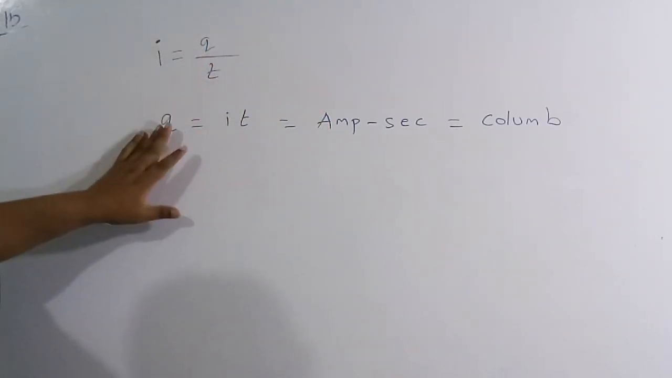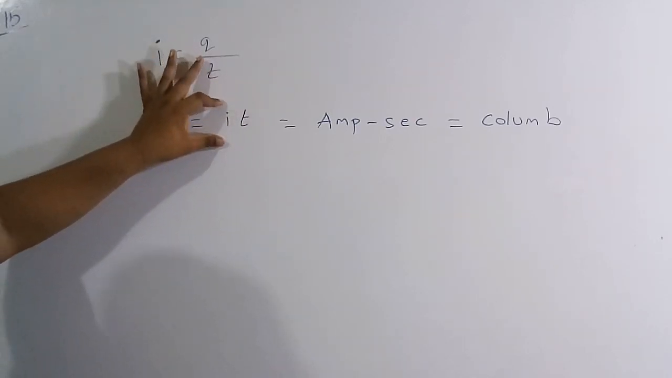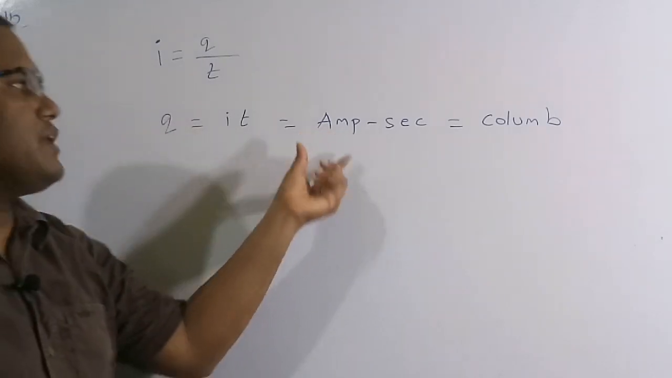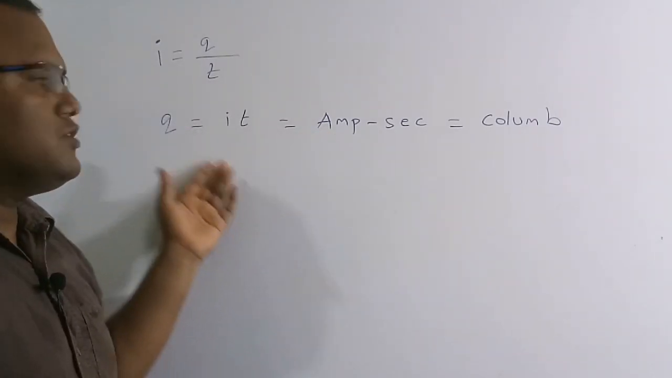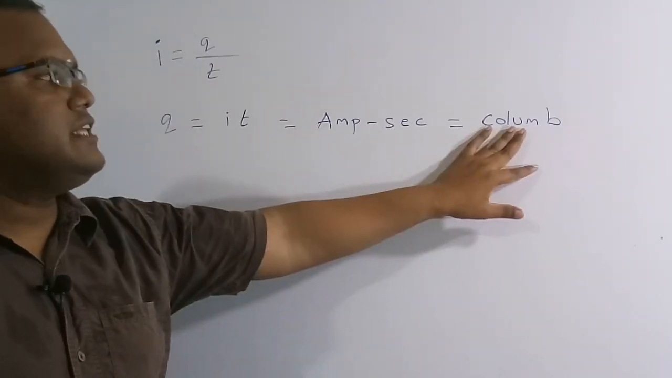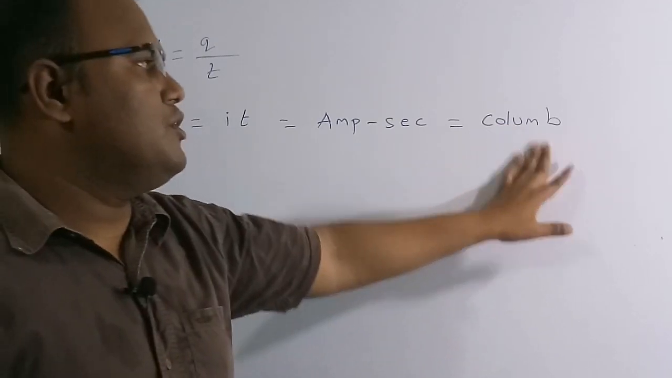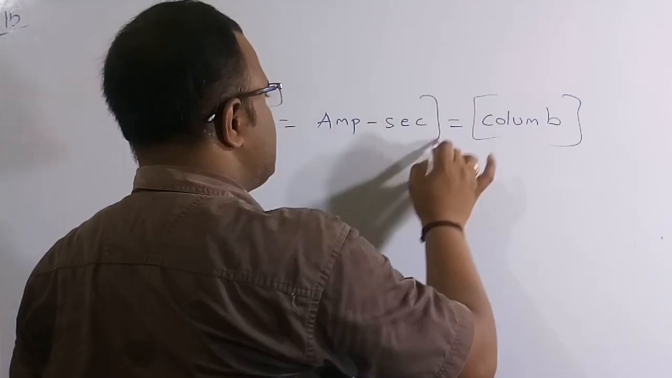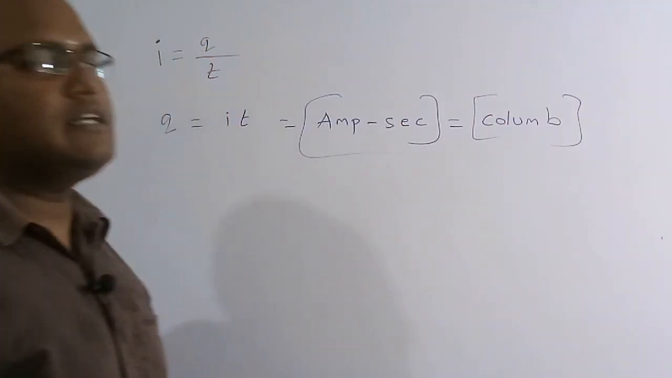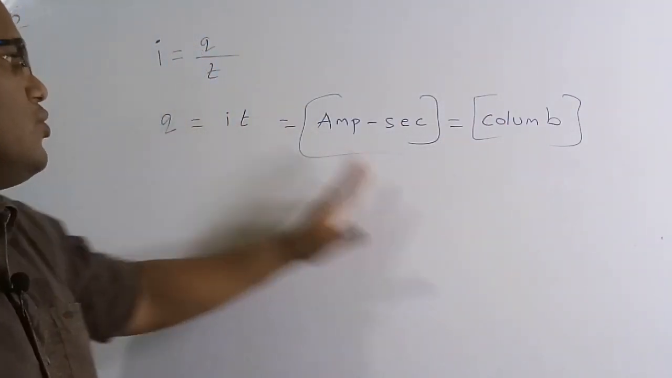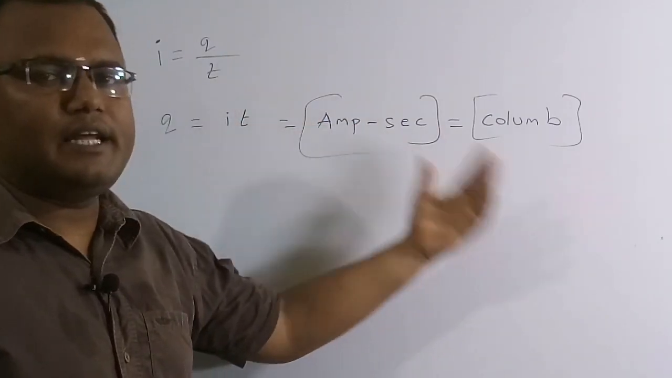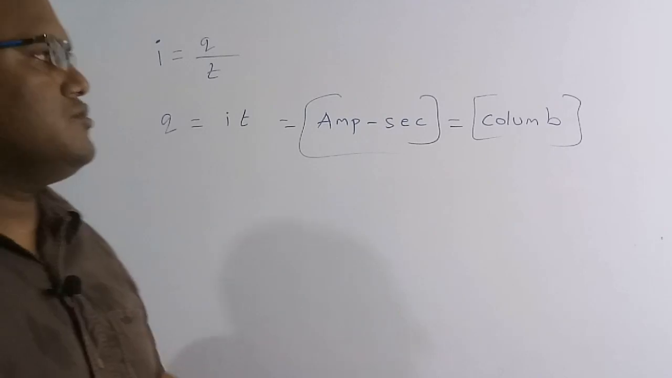So therefore Q is equal to I into T. The SI unit of the current is ampere and the SI unit of time is second. So therefore ampere into second is the unit of the charge, or we can say the SI unit of the charge is Coulomb, or we can also say ampere into second. So these are the two units for the charge, Coulomb or ampere second. Therefore we can conclude that ampere second is also called the Coulomb. So this is the correct solution of this question.